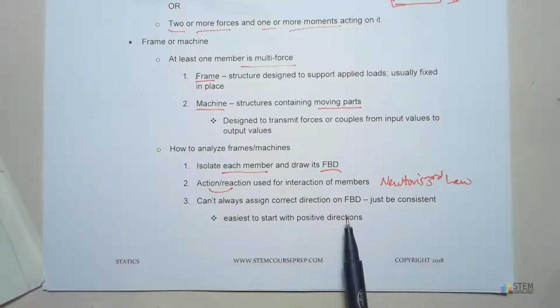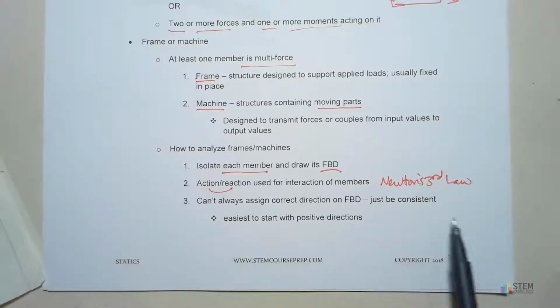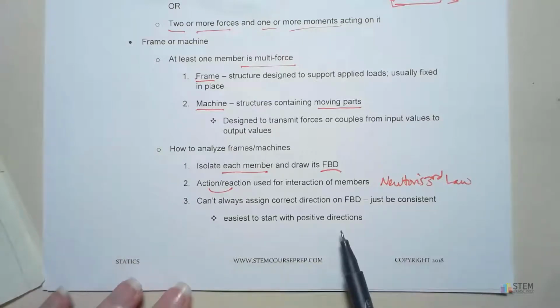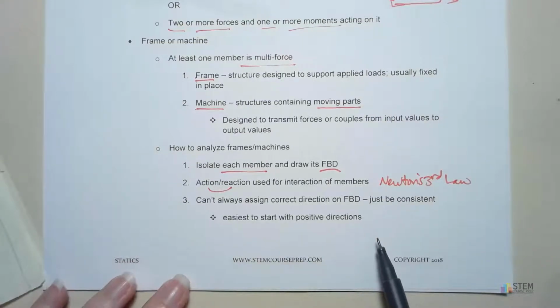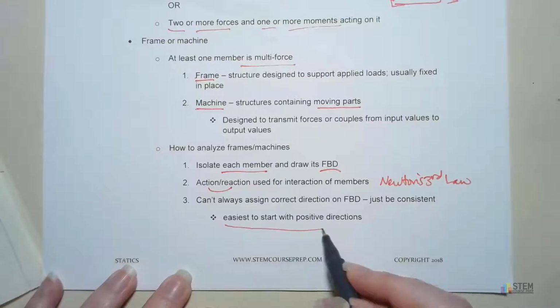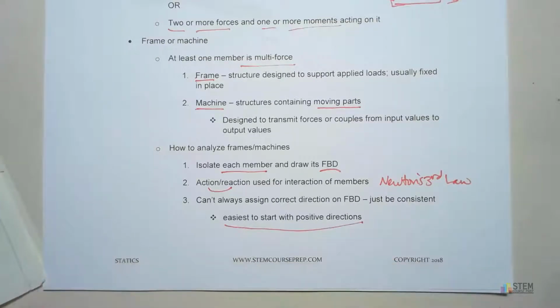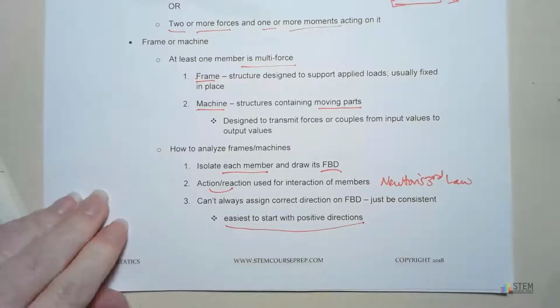And lastly, it's always going to be kind of difficult to figure out what direction you should be assuming on your free body diagram, because you're going to have multiple forces. Okay, so if you can't tell what the direction should be, I still think it's easiest to start with positive directions. So I always just make everything positive. That's just the initial direction I assume, and I think that is easier.